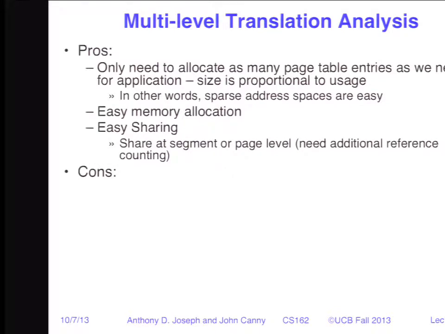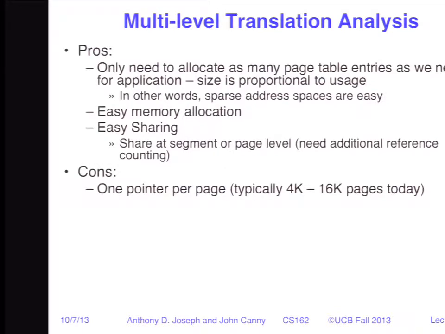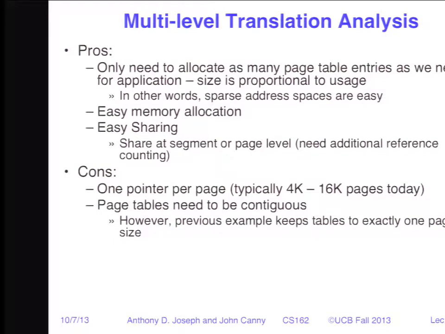But there are a lot of disadvantages. We have one pointer per page, typically for 4 to 16 kilobyte pages. So when we start to have machines that have a terabyte of memory, that is actually a lot of pointers that we could potentially have to maintain. These page tables, especially on 64-bit address machines, have to be contiguous. In the examples I showed you, the page table is only one page, but page tables could definitely be much larger than a single page.